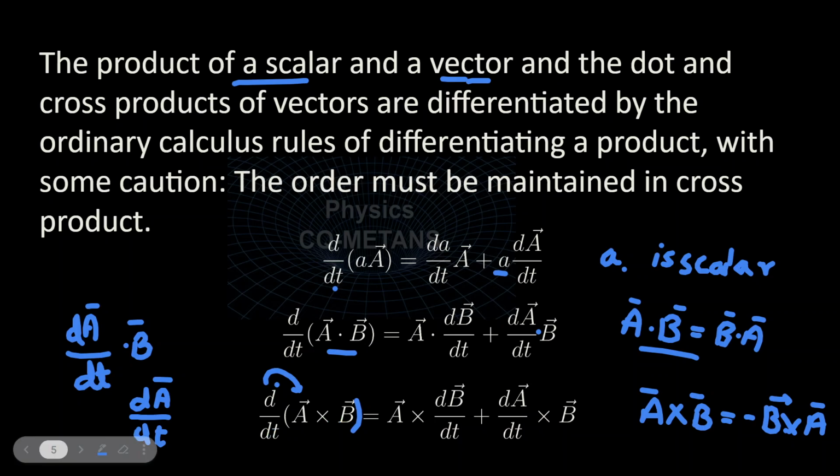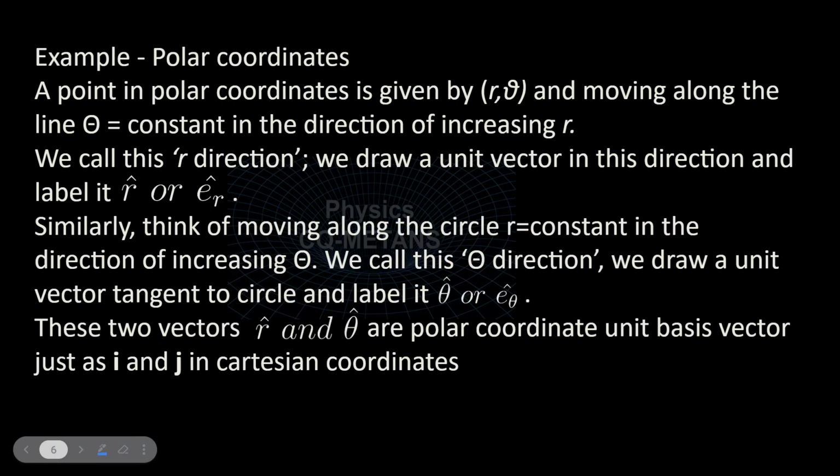If I am differentiating the first one, the second one should stay at its place. We cannot move it. We cannot say B cross dA by dt, that is wrong. So this ordering should be maintained over here. So this is the derivative.